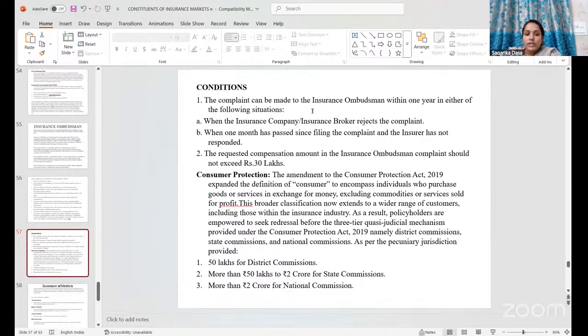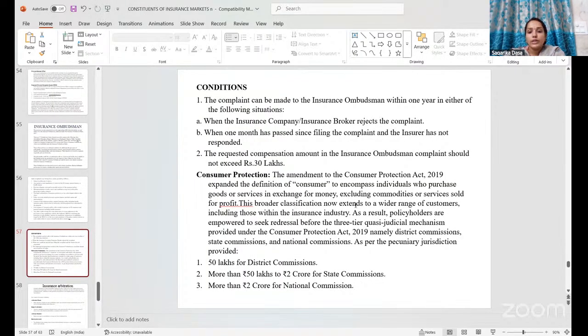Then the last one we have is consumer protection in the grievance redressal mechanism. Now, the amendment to the Consumer Protection Act 2019 expanded the definition of consumer to encompass individuals who purchase goods or services in exchange for money, excluding commodities or services sold for profit. Consumer protection is basically amended in order to protect consumers purchasing goods and services in exchange, where if the consumer is facing any sort of problem with regard to the product that he has purchased, then they can reach out to these consumer protection councils.